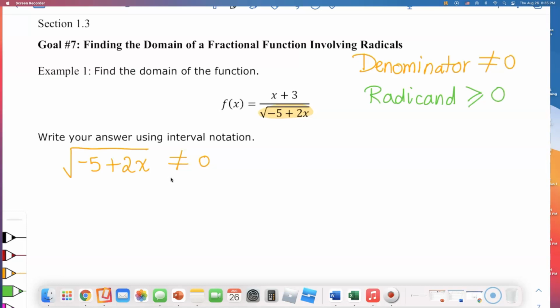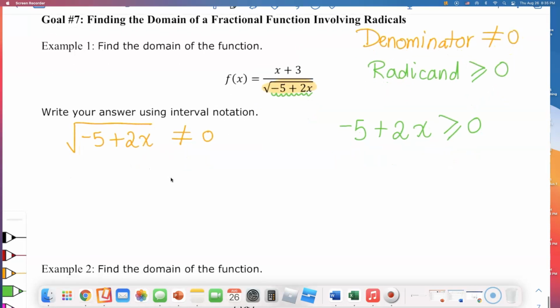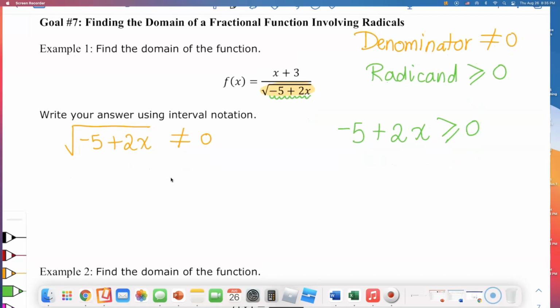So what's the radicand? What is underneath the square root? Just this part. I'll go ahead and say negative 5 plus 2x has to be greater than or equal to 0. So we have to consider both cases, and we have to find the intersection, the interval that satisfies both of these conditions. So I'll start with the one on the orange first, okay? Take a look at the one on the orange.